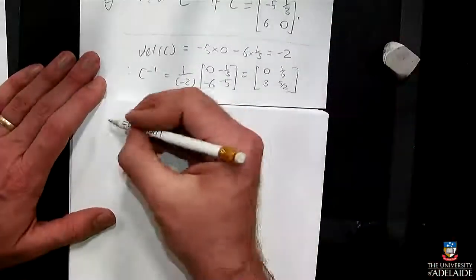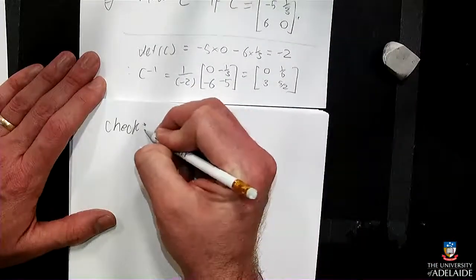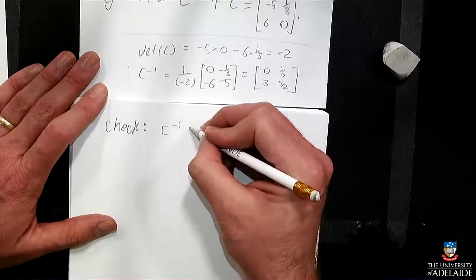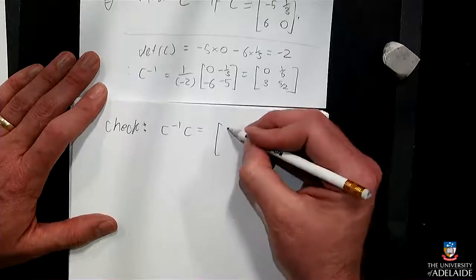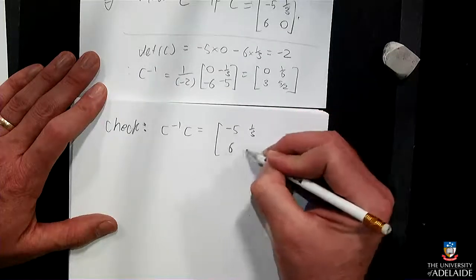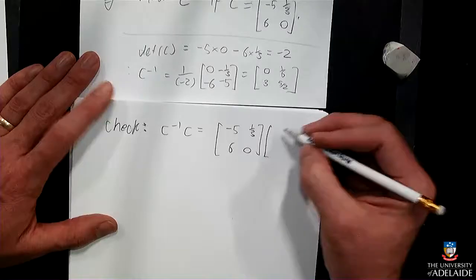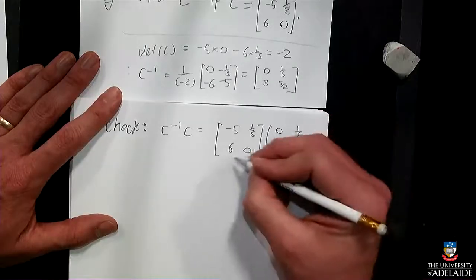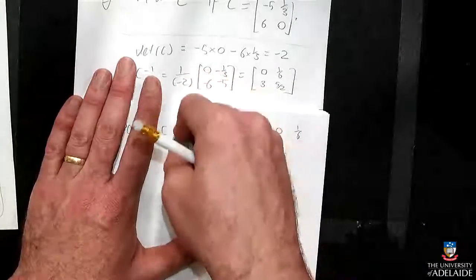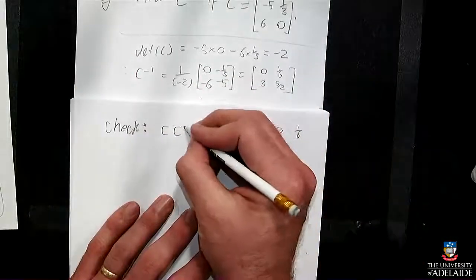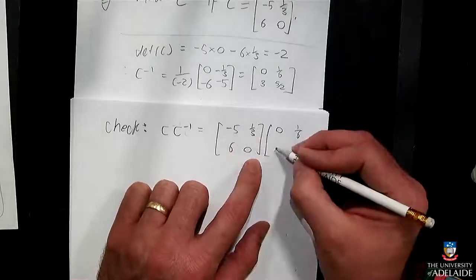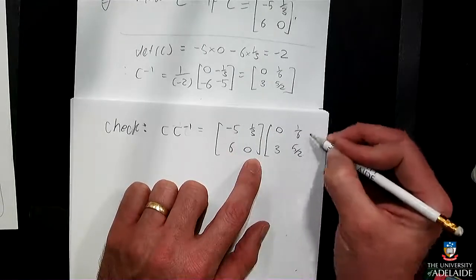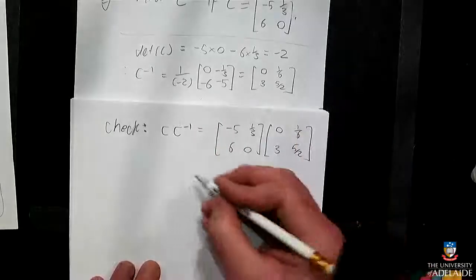And just to check if it really is the inverse, it should be that C inverse times C is the identity. So let's see what C inverse C is. Oh sorry, I've done C times C inverse. That should work as well. So that's C, C inverse is this. Let's see what happens, eh?